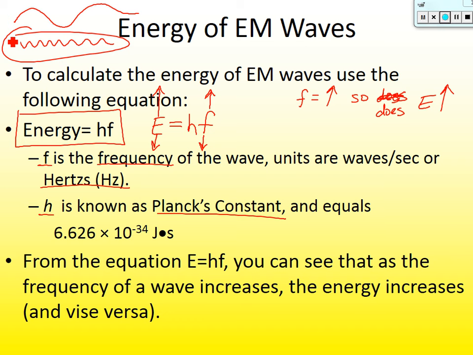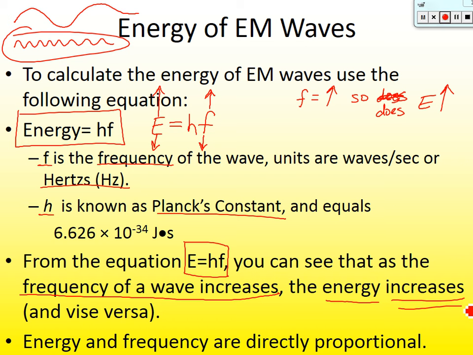All right, so let's see if we've got that. So from this equation, E equals HF, you can see that as the frequency of the wave is increased, the energy is also increased, and vice versa. So it is a direct relationship. Energy and frequency are directly proportional. I think you had to write that in your notes, right? Did you have to write directly proportional? Yeah. Okay. So energy and frequency are direct. So if one goes up, the other one goes up. If one goes down, the other one goes down.